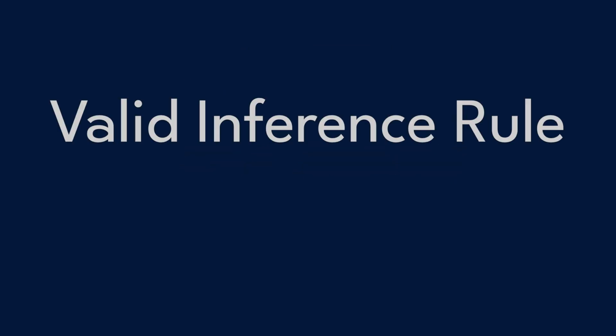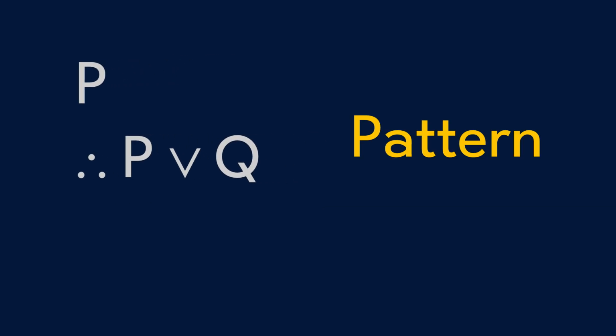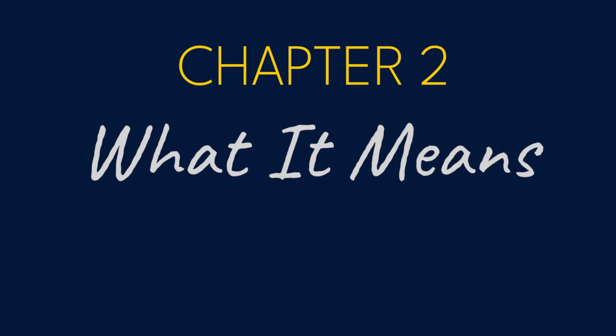Addition is a valid inference rule that looks like this. P, therefore, either P or Q. The model shows a pattern, a form. When you have a truth, you can take it and attach anything to it, as long as you connect them with the or connective. In other words, P, therefore, either P or anything you like, Q, R, S, T, any of these will still result in a truth.